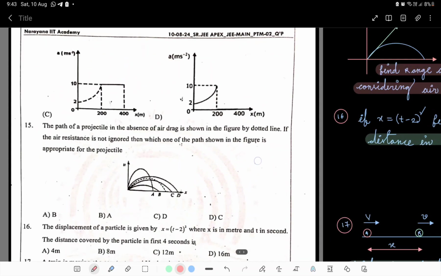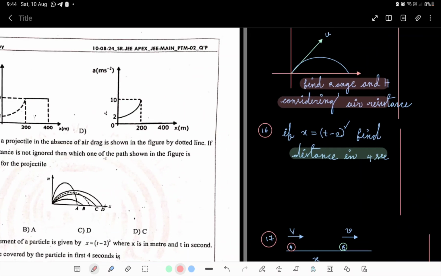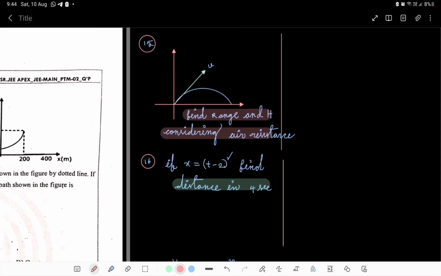So now let's see question number 15. The path of a projectile in the absence of air drag is shown in the figure by the dotted line. If the air resistance is not ignored, then which one of the following? If there is air resistance, you guys know the range formula. Range is equal to u square sine 2 theta by g if you do not consider the air. But if you consider the air, that can be written as u square sine 2 theta by g plus a. Since this denominator increases, this R will decrease.